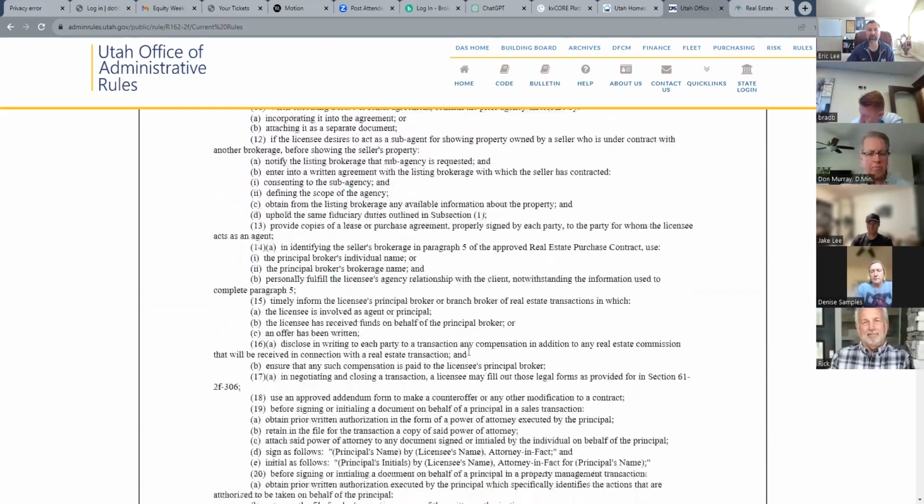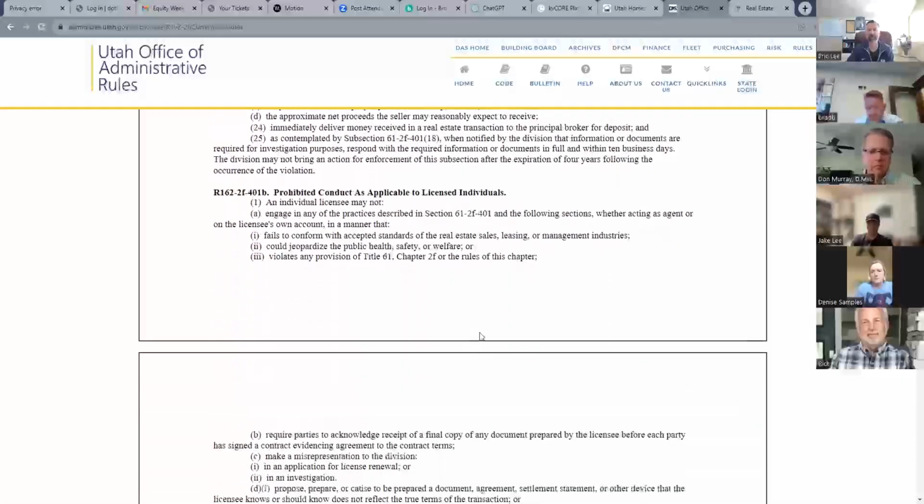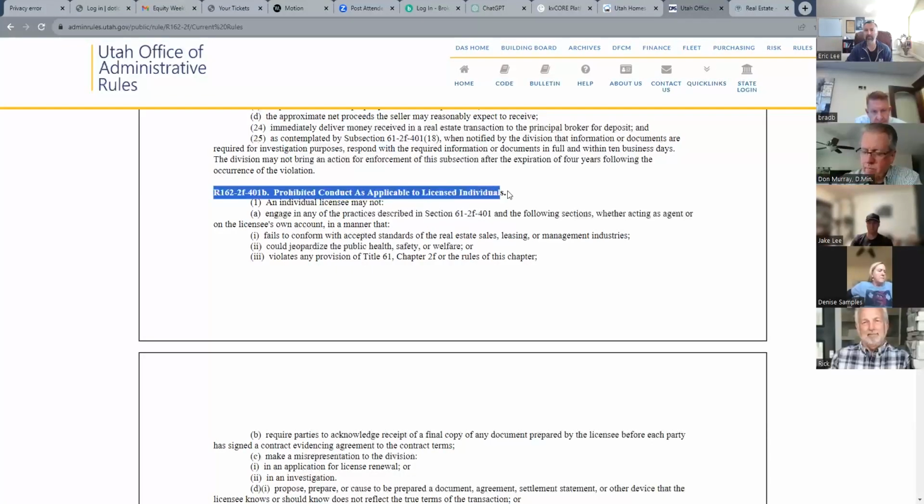I want to jump down now to prohibited conduct. Okay, this is the next section in the law. Prohibited conduct as applicable to licensed individuals. An individual licensee may not, and then we've got a whole bunch of things.